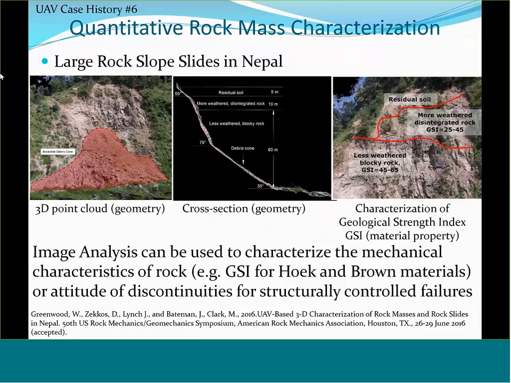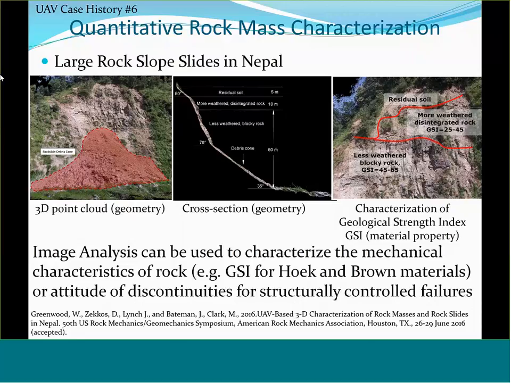In the top left figure, you see a 3D point cloud with a debris cone highlighted. We can cut a cross-section through that point cloud, and you can get the geometry of the cross-section, but also identify visually the residual soil, the rock, and the debris cone. If you zoom in, because you do have high definition imagery, you can see very closely the rock structure. This happened to be a broken formation, significantly fractured, a classic Hoek and Brown material.